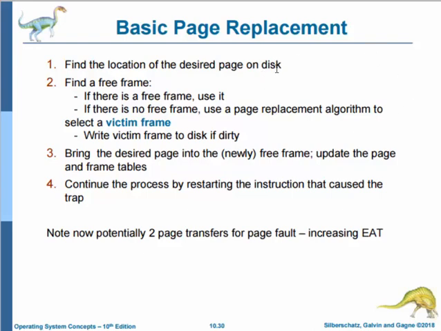The first is to find the location of the desired page on the disk, and then find a free frame. If we can find a free frame, then we use that frame. But if there is no free frame, we use a page replacement algorithm to select a victim frame. Now, after that, we write the victim frame to disk if dirty. The third step is to bring the desired page into the newly free frame and then update the page and frame tables. Number 4, we continue the process by restarting the instruction that caused the trap.